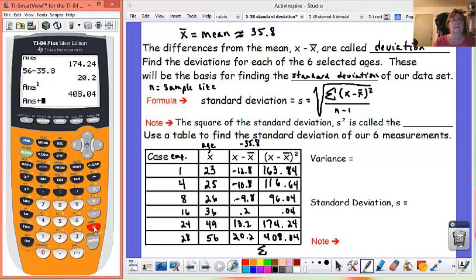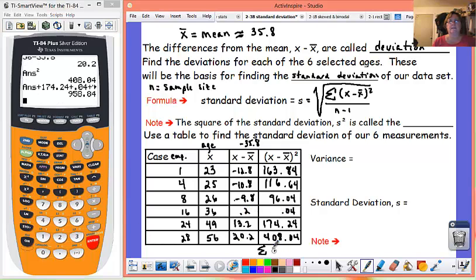We have the 408.04. Okay, so I want to add that to 174.24 plus 0.04 plus 96.04 plus 116.64 plus 163.84. All right, there's the sum: 958.84. And that was right.